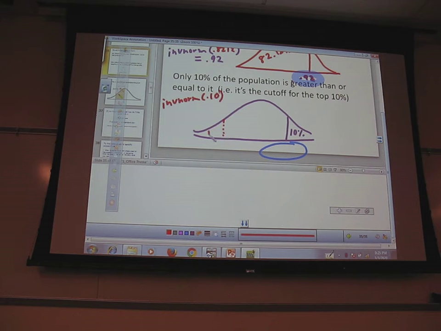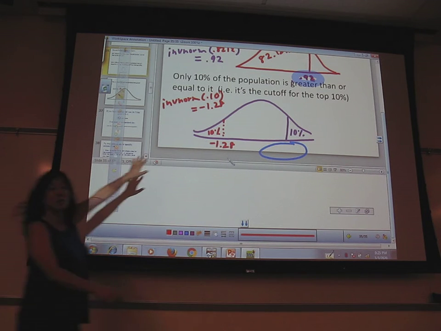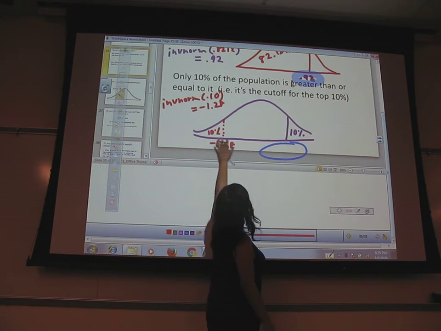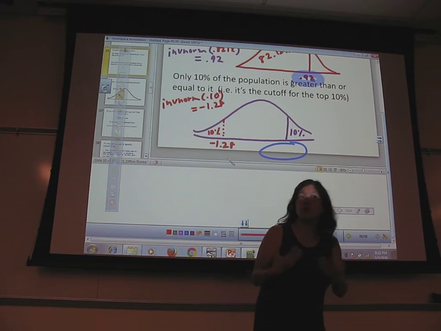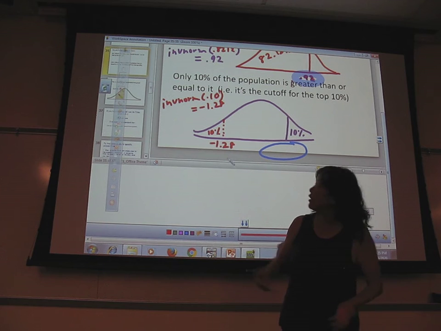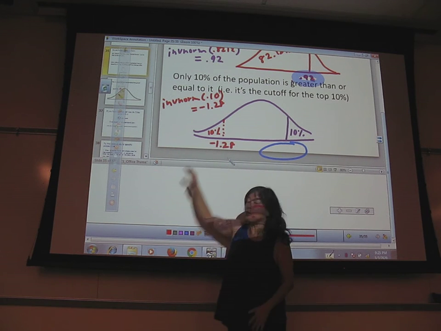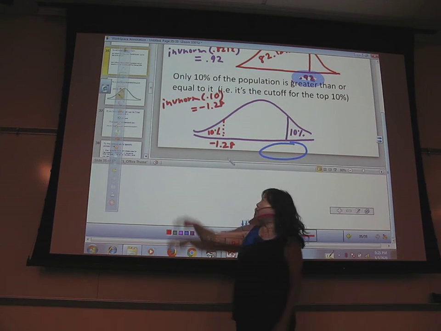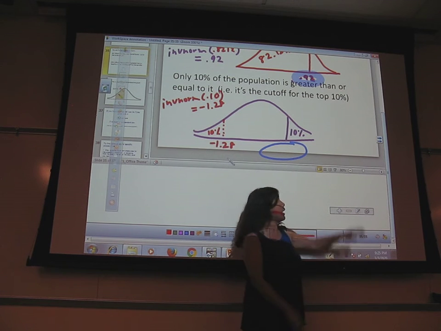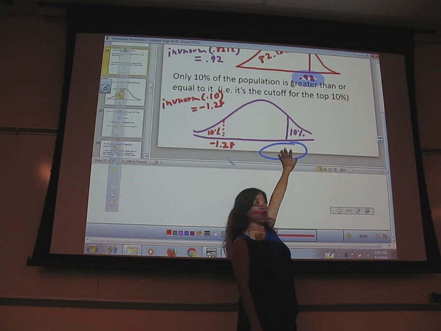Left area of 10%. And they got negative 1.28. That's this number over here on this side. Do you guys see what I'm saying? Yeah. Inverse norm of 0.10. The beauty of this is it's a normal distribution, which means it's symmetric. So 10% over here, 10% over here means negative 1.28 here and positive 1.28 there.